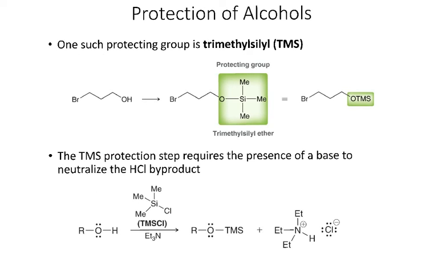So one common protecting group that we'd use with alcohols is this trimethylsilyl. In this case, we're forming an ether in place of the alcohol that we started with. Because this group is so bulky, oftentimes we'll abbreviate this as OTMS. And then the reaction step that we would use to actually add this protecting group is trimethylsilyl chloride, or TMSCl, along with a base. In this case, triethylamine is a very common base that we might use. And so then that converts it into our trimethylsilyl ether, or our protected alcohol.